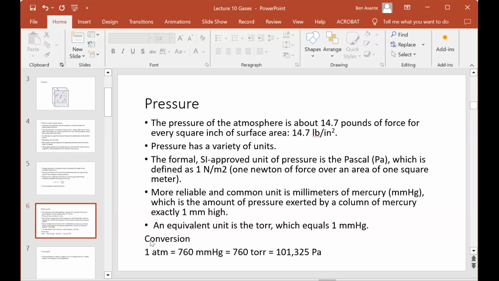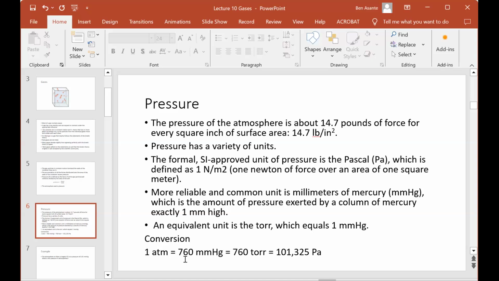So the pressure of the atmosphere is about 14.7 pounds of force per every square inch of surface area, which is 14.7 pounds per square inch. And pressure has varieties of units. The SI approved unit that we use is the Pascal. But besides Pascal, there are other units also: atmosphere, millimeters of mercury, torr, and so forth. And these are the conversion factors.